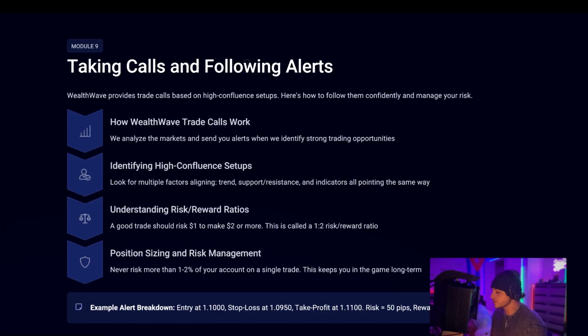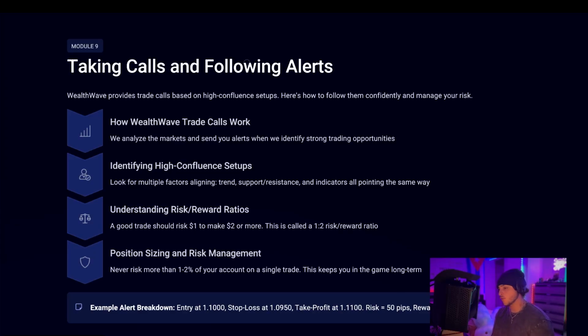Position sizing and risk management. Never risk more than 1 to 2% of your account on a single trade. This keeps you in the game long term. Of course, this is what a lot of people say. I personally risk 5 to 10% of my account. That's just how I risk it. That's what I've seen success doing.